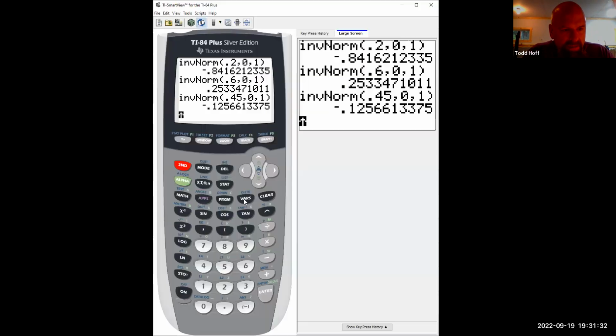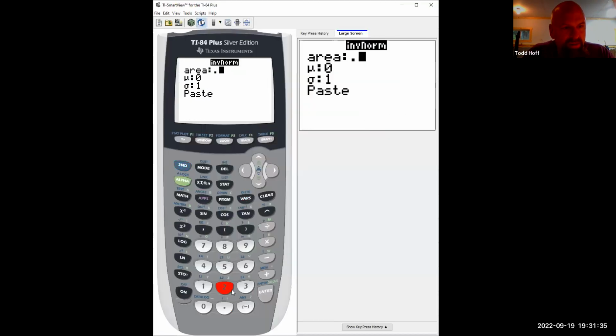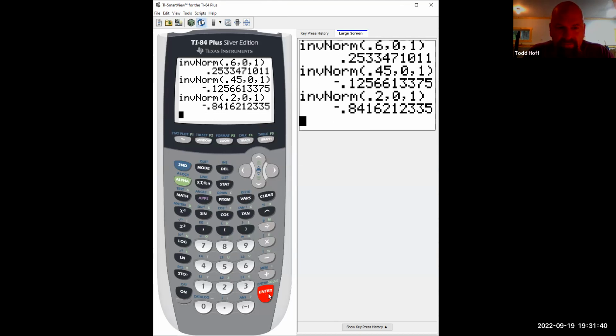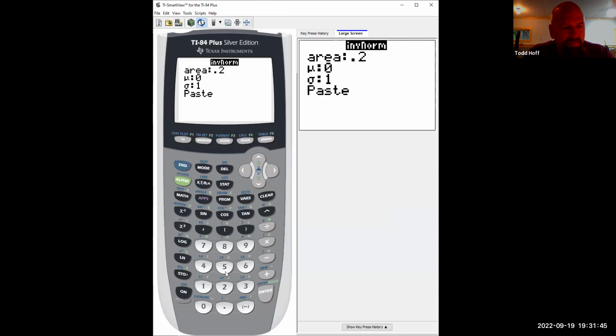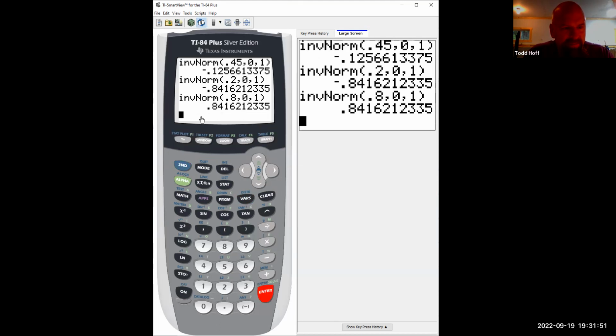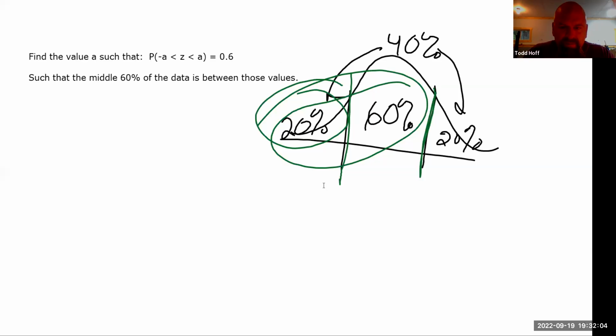So second distribution, inverse normal, 0.2 or 20%. Negative 0.84. Second distribution, inverse normal, 0.8 or 80%. And you'll notice we have the exact same number, only positive. And since it is the center of the curve, it makes sense. The center is at 0, so the left side and the right side are the same distance away. So they're the same number, just one's negative and one's positive. This is a negative 0.84. This is a positive 0.84.